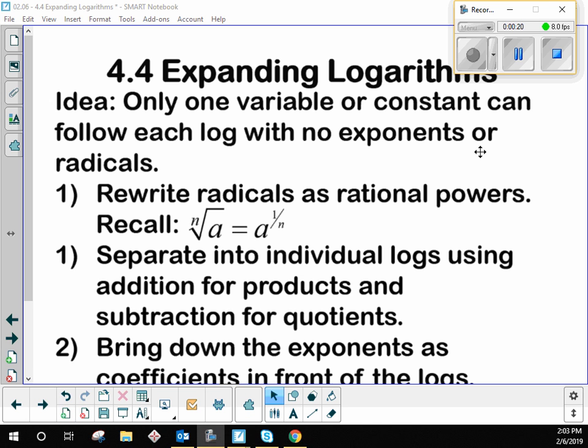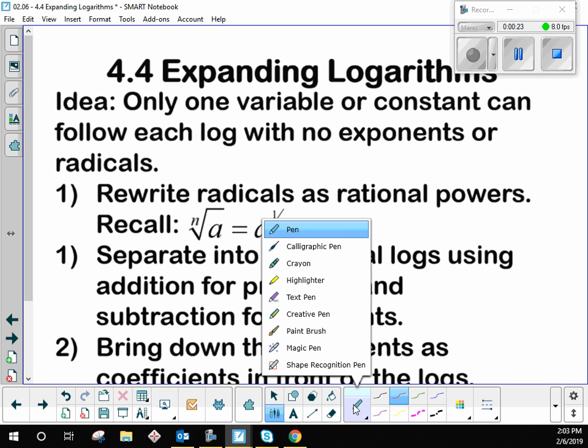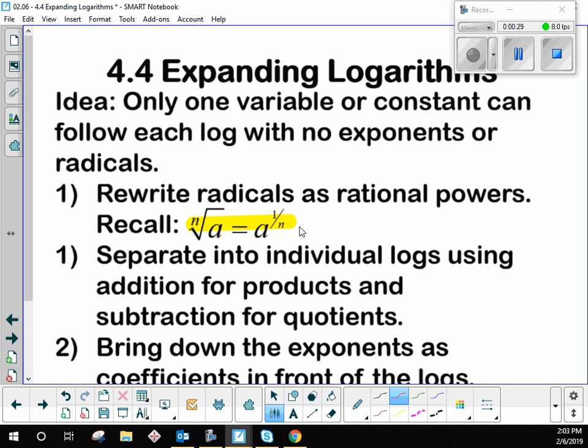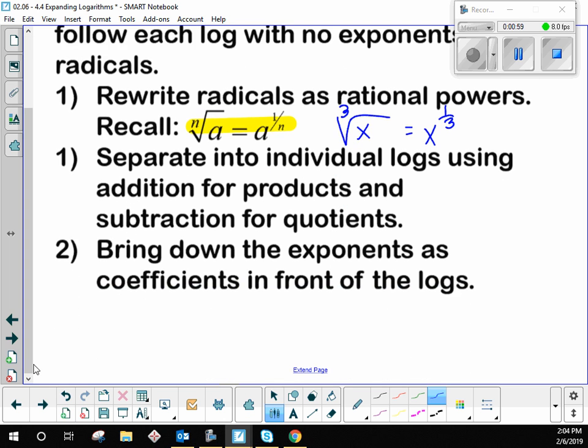One thing I just want to point out to you is a reminder that if you have a root of something, like let's say the cube root of x, you can rewrite that with a rational power, meaning a power that's a fraction. That's x to the 1/3, okay, which will come in handy because yesterday we learned a property that said if you have a log of something with a power, what can you do with that power? Move it. Put it in the front. That's right. As a coefficient. Okay, so we'll use that today.